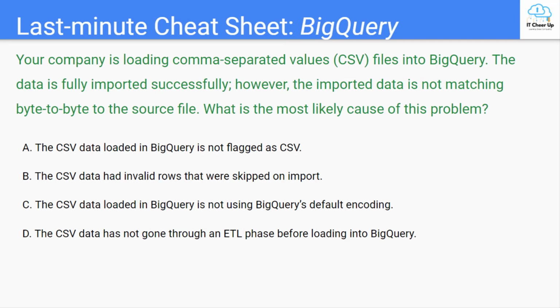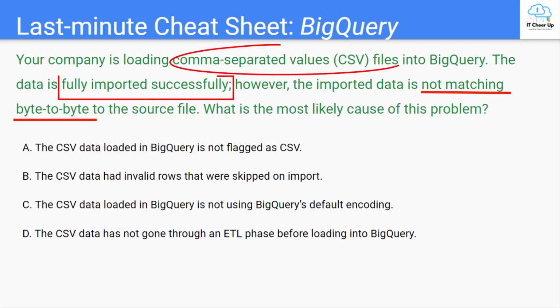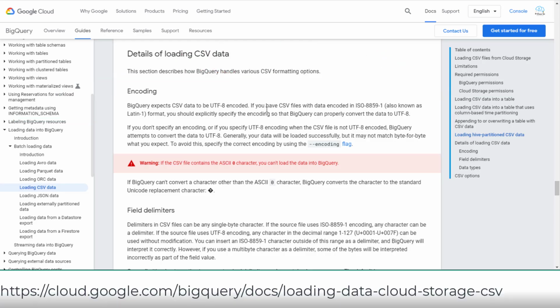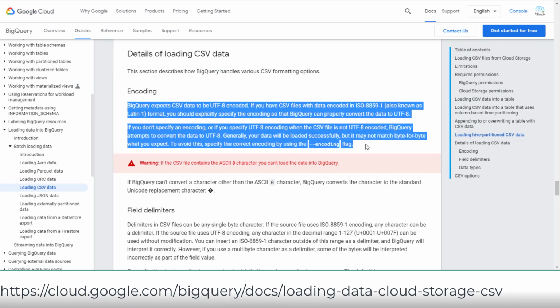How about this one? Pause the video and try to answer it yourself. Ready? I highlighted the keywords of this question. CSV file fully imported successfully, not matching byte to byte to the source file. BigQuery expects CSV data to be UTF-8 encoded.